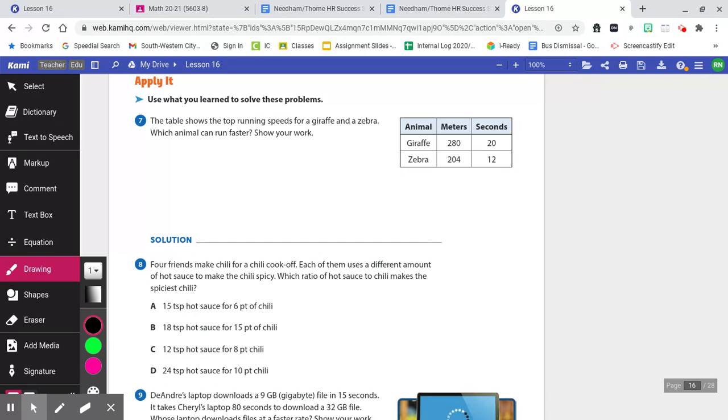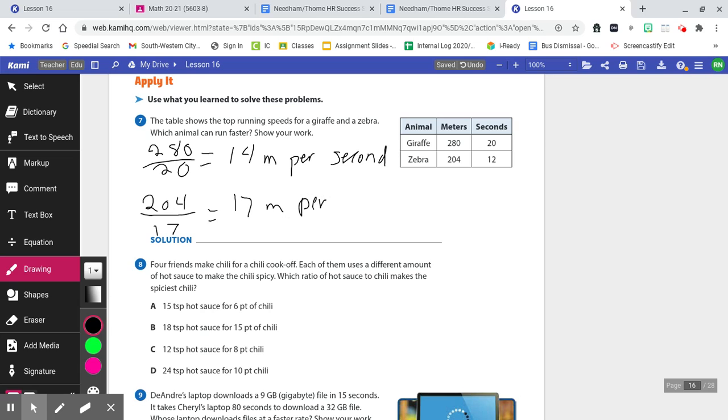Okay, you could have done this in a couple of different ways. My preferred method is to use division. So I'm going to do 280 meters divided by 20 seconds. So that's going to give me 14 meters for 1 second. And then my zebra is 204 divided by 12, and I get 17 meters per second. So which one is faster? Obviously, the zebra can run faster.